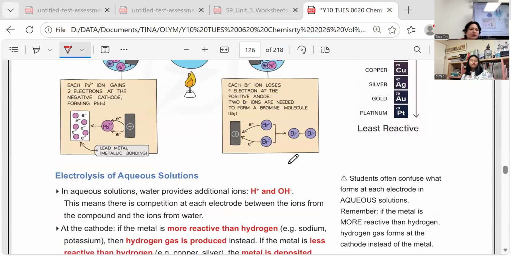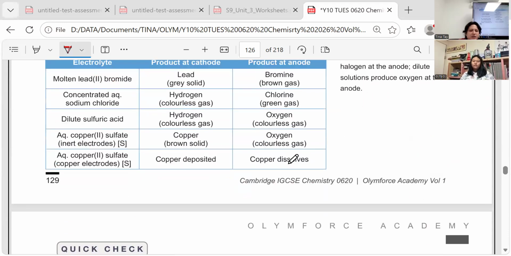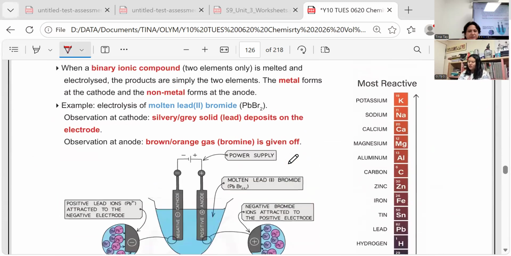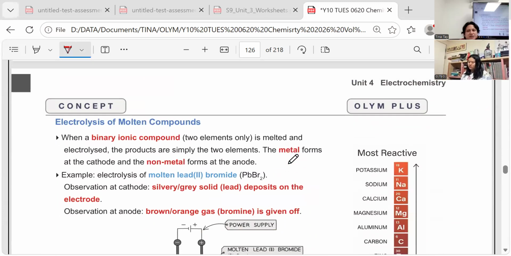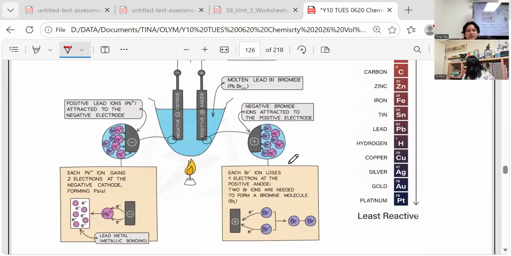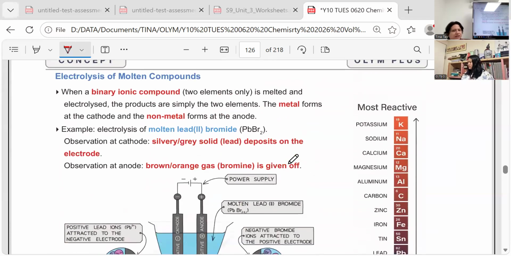Okay, so look at your textbook, page 129. This page. Electrolysis of molten compounds.